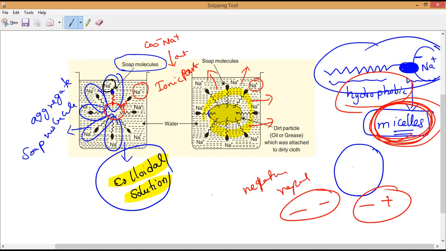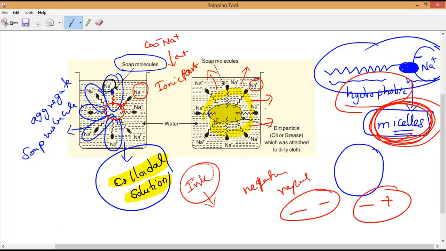Of course, take ink: you get ink stains on your shirt, which can be washed with normal soap, but not 100%. We can remove some amount, but some stain still remains. Have you noticed it? Yes, sir. So it depends on the type of soap and how many micelles are forming.